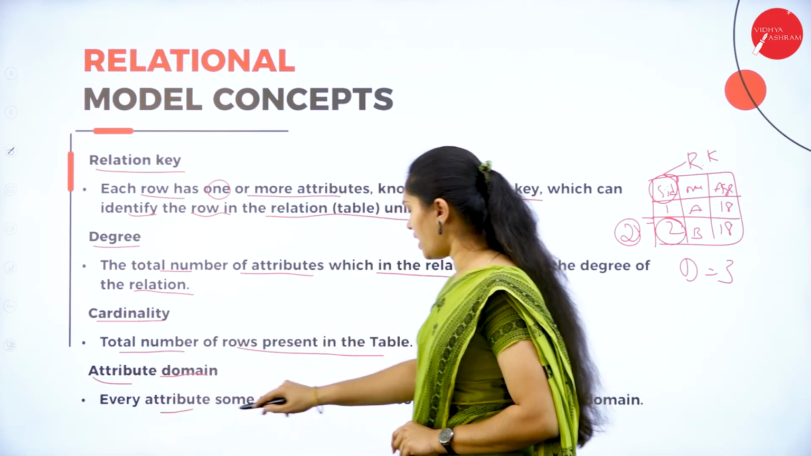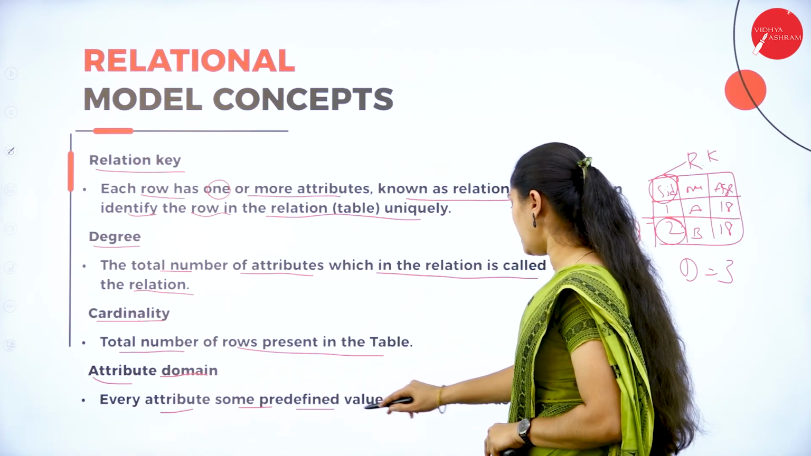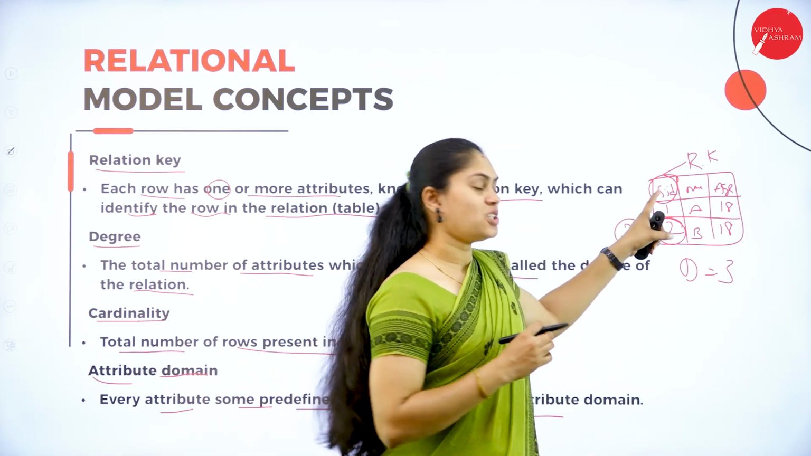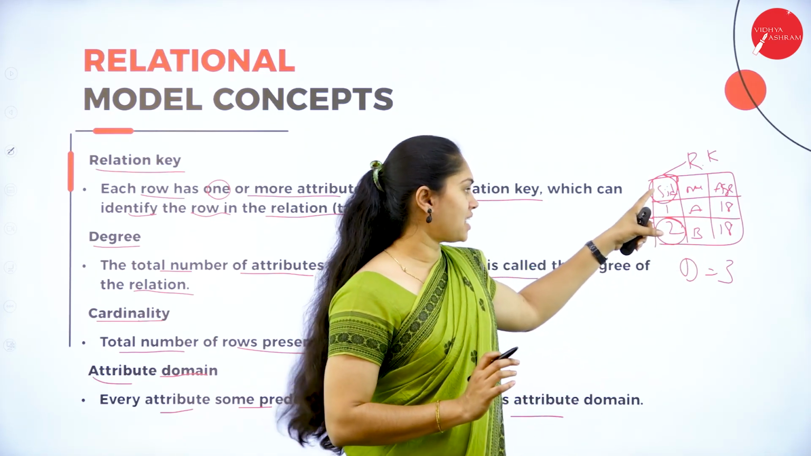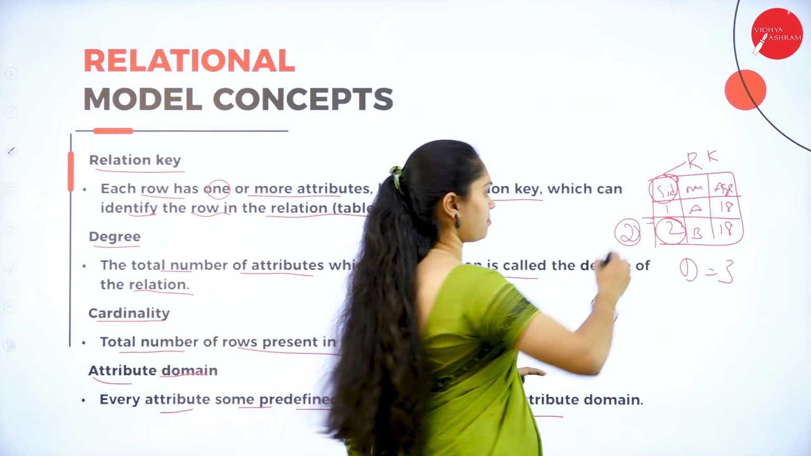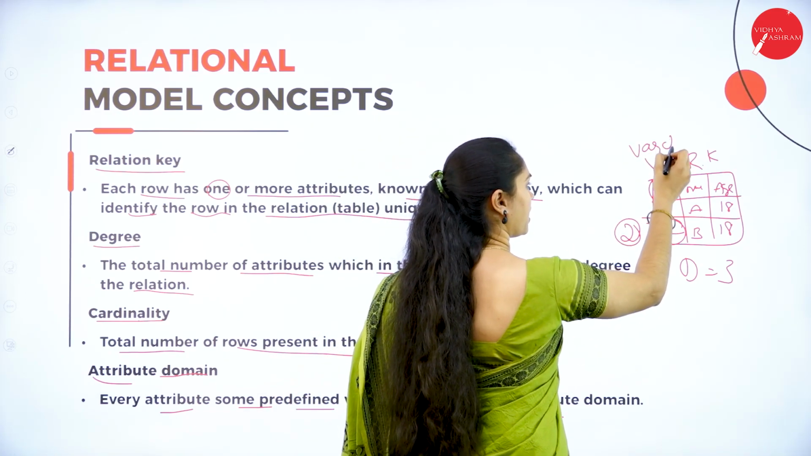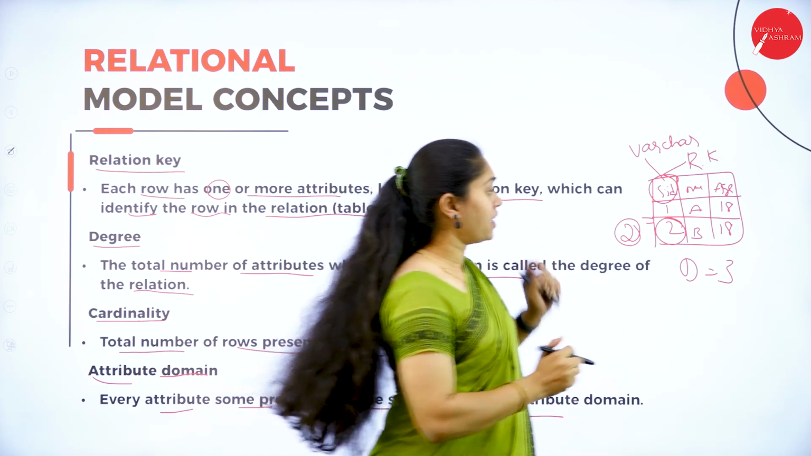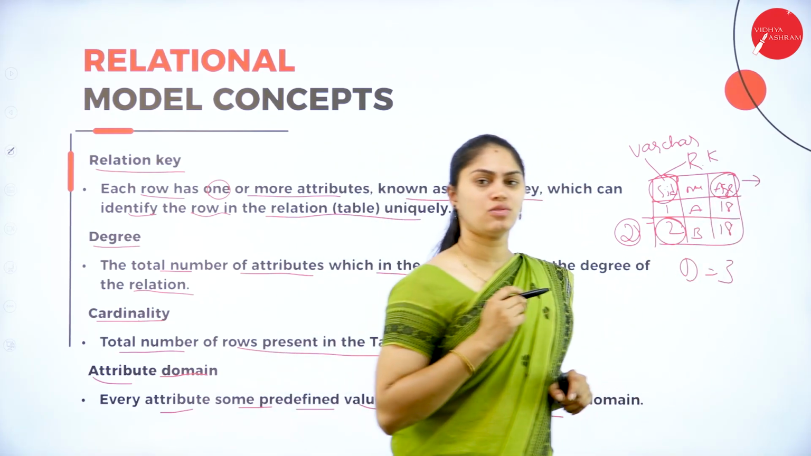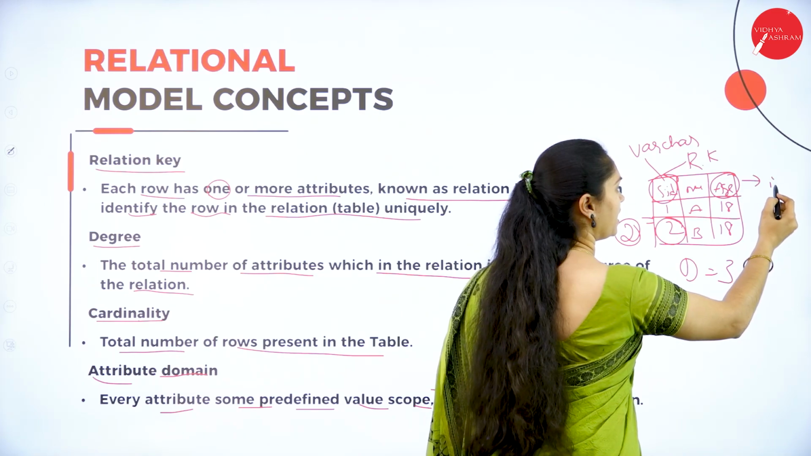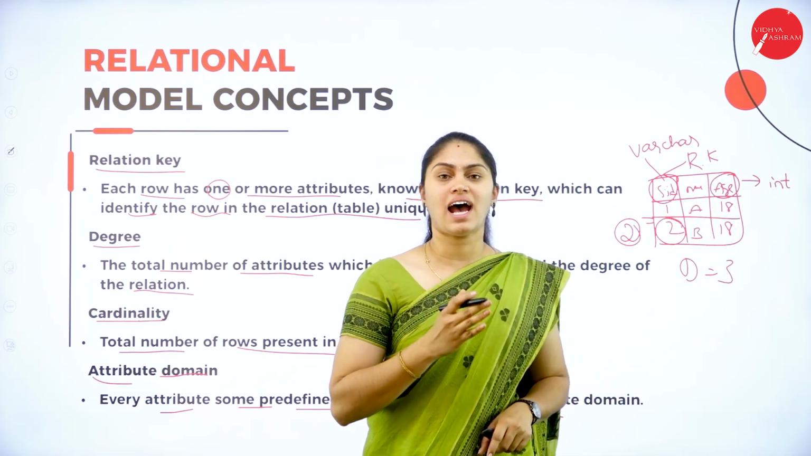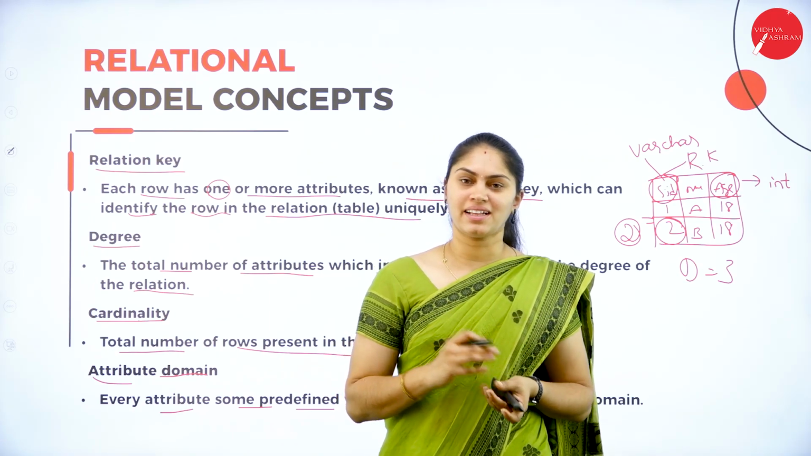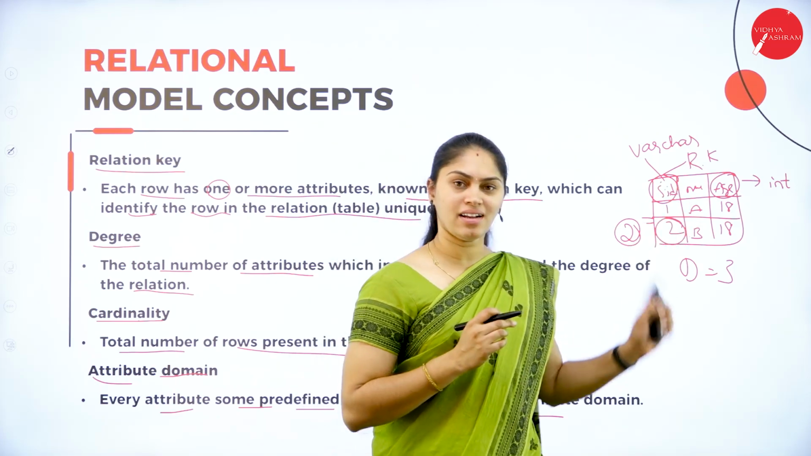Attribute domain. Every attribute has some predefined value scope, known as attribute domain. That means it represents what kind of value it is going to hold. For example, student ID: let me consider this as varchar data type. That means it can have both characters or alphabets along with the numbers. But if you consider this age, I can't give this varchar, so it's supposed to be integer. Then that represents the attribute domain, what kind of values it is going to hold. That is moreover concerned with the data type of that particular attribute.